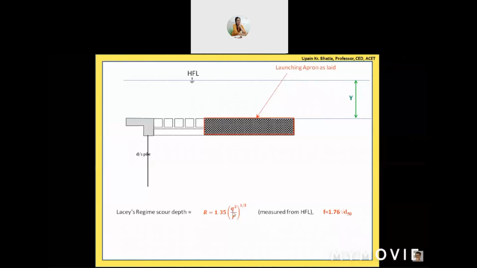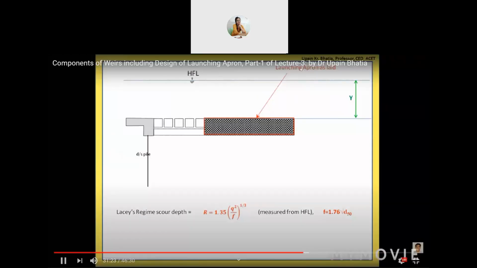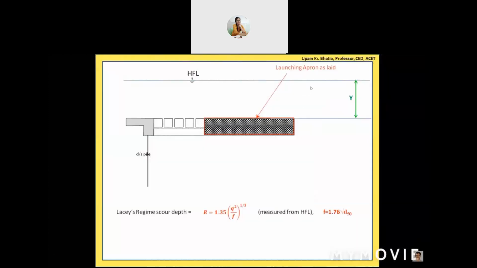Here, small q is the discharge intensity. Discharge intensity, I'll be explaining it later also. But as you know in fluid mechanics also, discharge intensity means the discharge passing through a 1 meter width of the channel. Not the entire width. From the entire width, the total discharge capital Q passes, but from 1 meter width of the channel, how much discharge passes? That is small q.